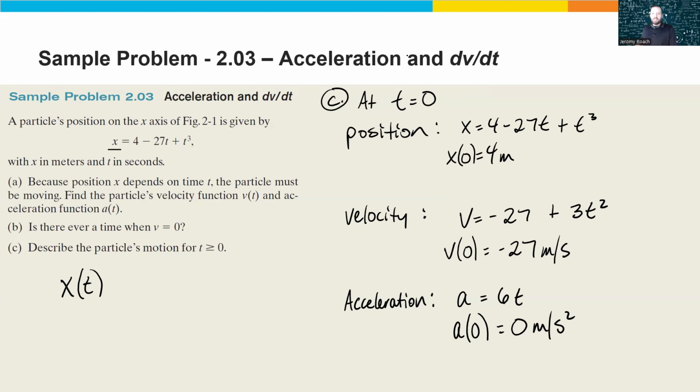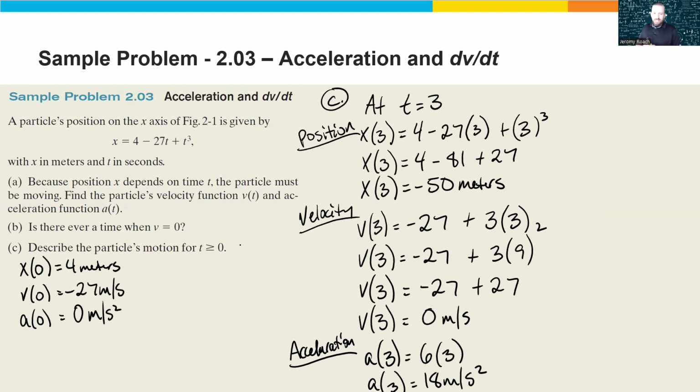And so if we plug in zero for t, at 0 seconds, the position is 4 meters. If we do the same for our velocity function, we get negative 27 meters per second when time is zero. And when time is zero for acceleration, it is not accelerating at all. It's 0 meters per second squared.